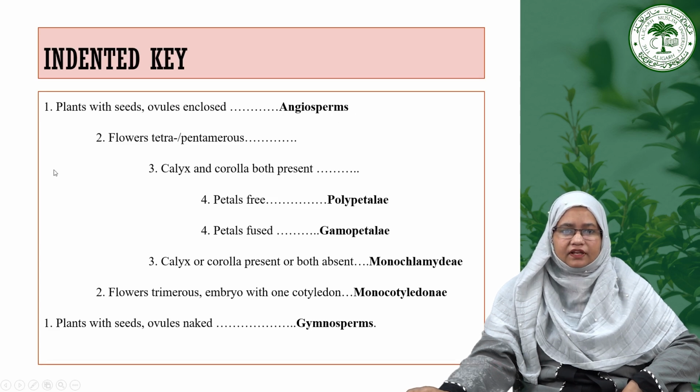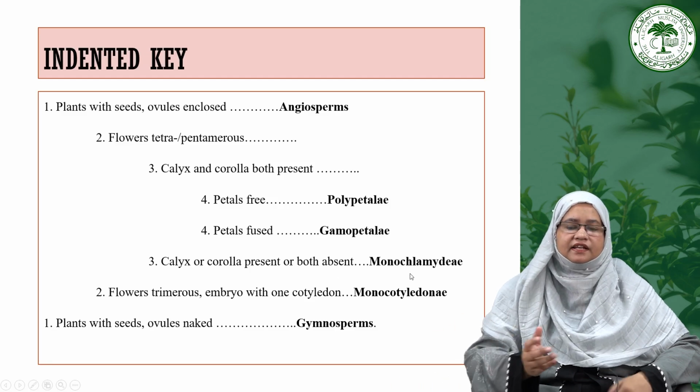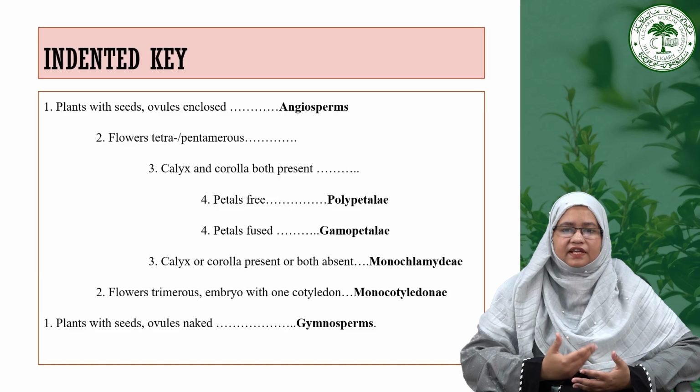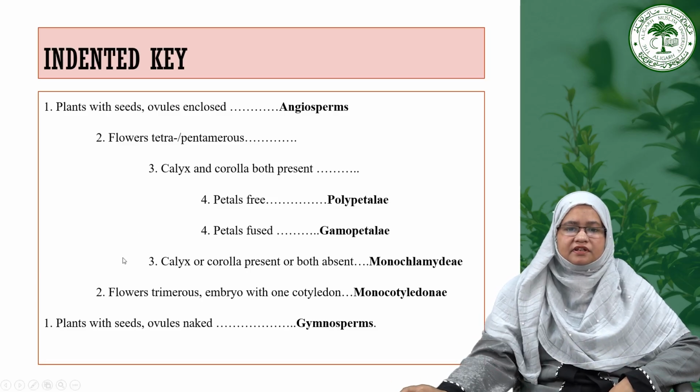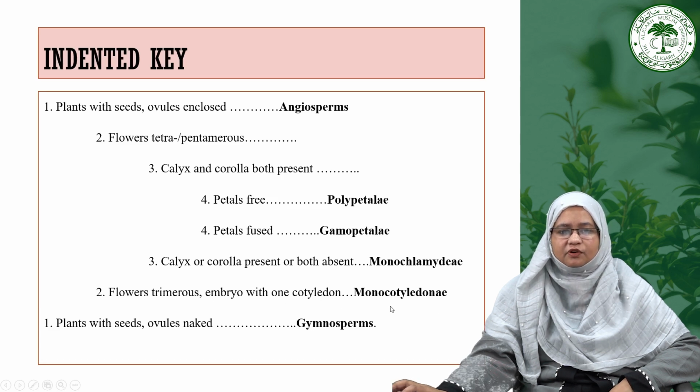Then, as you can see further, the second number shows the flowers are tetra-pentamerous, and then calyx and corolla are both present. Then, if petals are free, we can say it is a polypetalae, and if petals are fused, we can say it is a gamopetalae. And this is the contrasting pair of these three numbers, calyx and corolla present or both absent. The monochlamydeae don't have a distinct calyx and corolla; they are termed to have a perianth. Then if the flower here is tetra-pentamerous, the flower there is trimerous, that means they have one cotyledon and they belong to the monocotyledons.